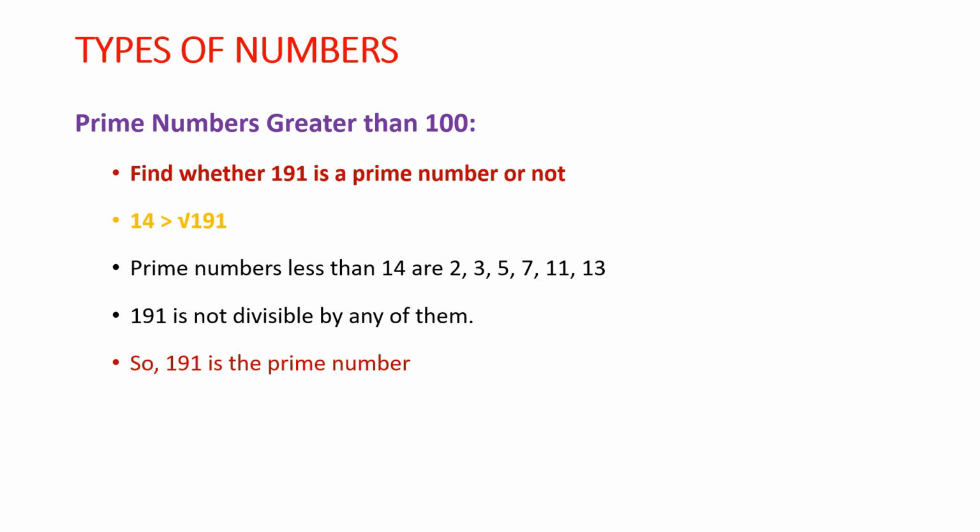So to find whether the given number, which is greater than 100, is a prime number or not, we have to first find the closest value of the square root of the given number. Then we have to list the prime numbers which are less than that value, and check whether the given number is divisible by any of the listed prime numbers. If it is not divisible by any of them, then the given number is a prime number. Otherwise, it is not a prime number. This is how we calculate whether a number greater than 100 is prime or not.